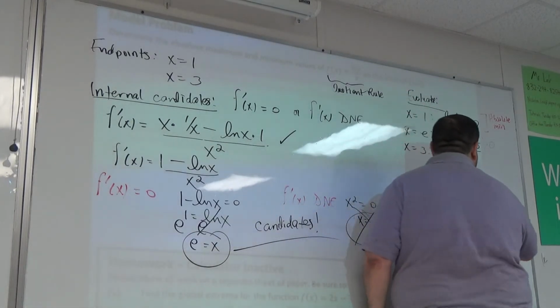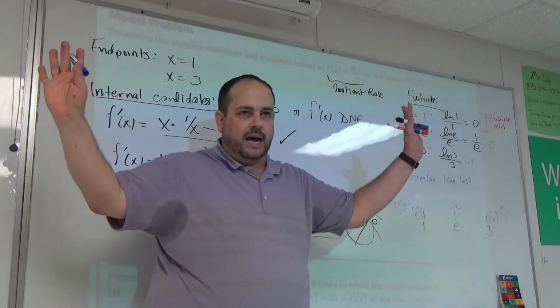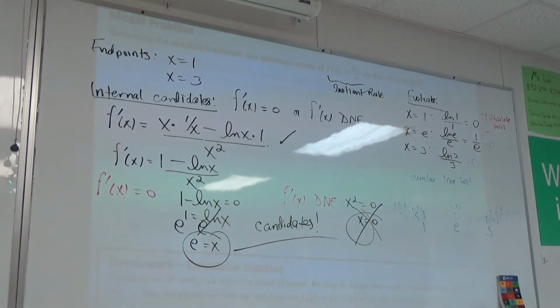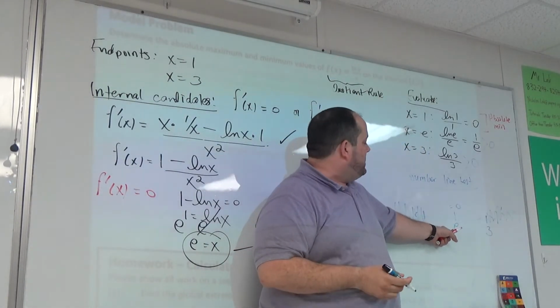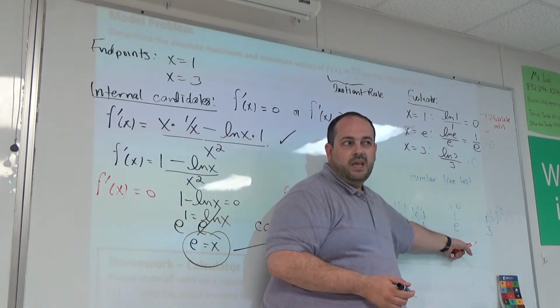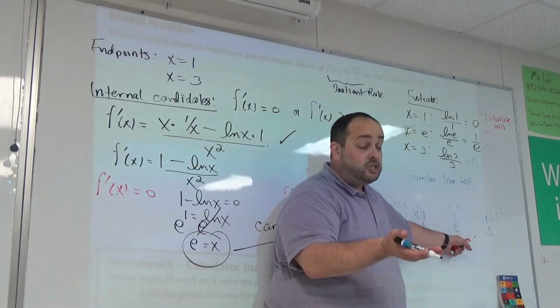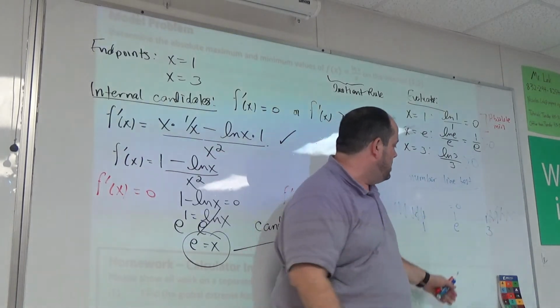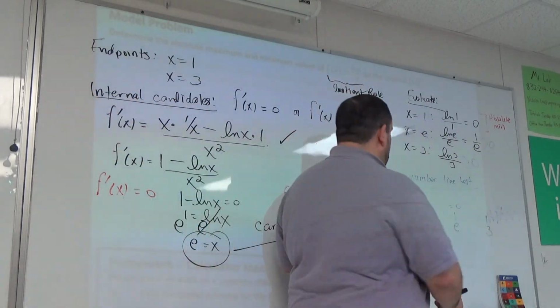I'm not going to even think about anything bigger than 3 or anything less than 1. All I care about are the signs. So what I want to do is pick a test point. Pick some nice convenient number between 1 and e. 2. Some nice convenient number between 1 and e. 1.1. Okay, not necessarily convenient, but okay. If e is 2.718, you could use 1.1, you could use 1.5, you could use 2.